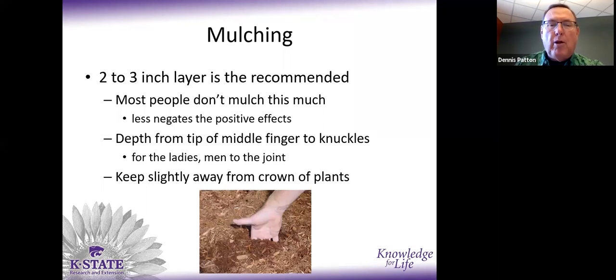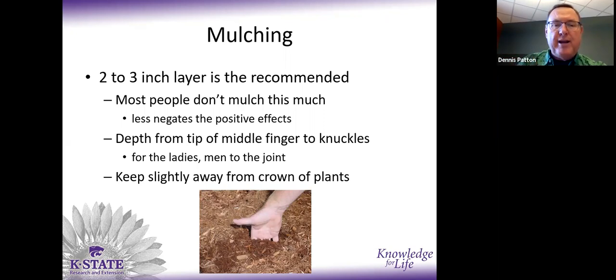Most people don't mulch to that depth because of the cost and expense, but it does require at least that 2-3 inches to get those benefits we're talking about. If you go more shallow, you're going to have more weed growth. You're going to have a lot more water evaporation through the mulch itself. The theory of mulch is it dries out and heats up, but that interface between the mulch and the soil is where it stays cooler and drier.